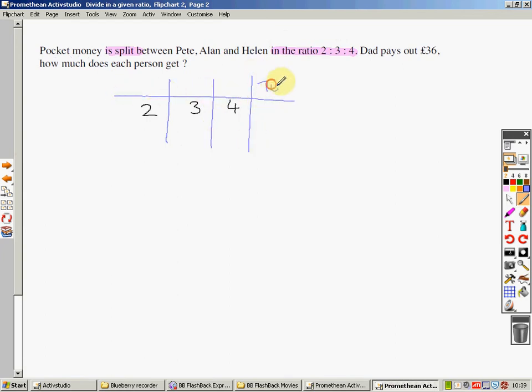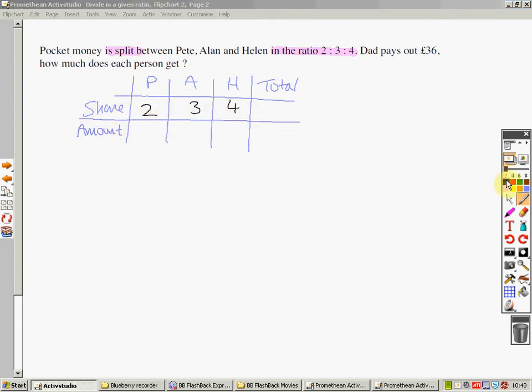I'm going to put my total, and we had Pete, Alan and Helen, and don't forget we got the share and the amount. Any extra information in the question? Well, yep, I've got the bit where it told me it was £36. The total was £36. I'll now do some work myself.